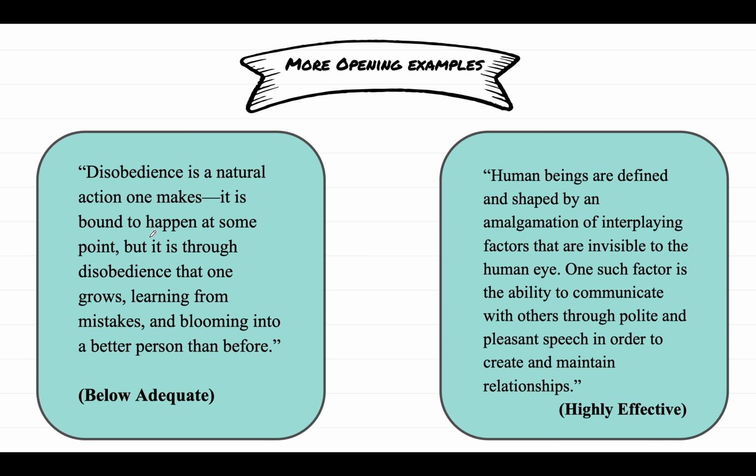It is bound to happen at some point, but it is through disobedience that one grows, learning from mistakes and blooming into a better person than before. It's not poorly written, but what is it that makes it below adequate? Well, it begins with disobedience, right? And then it says it is a natural action that one makes. Okay, it is bound to happen. But I thought one made it. What do you mean it is bound to happen? And it is through disobedience that one grows, learning from mistakes.